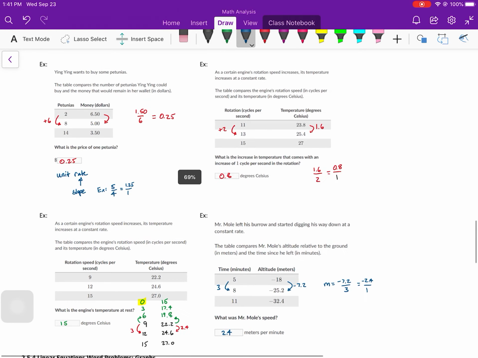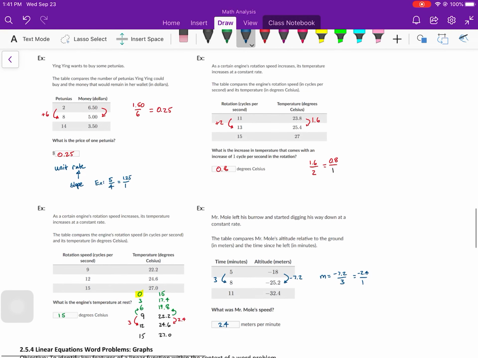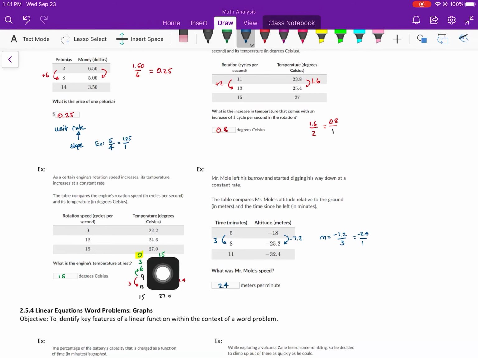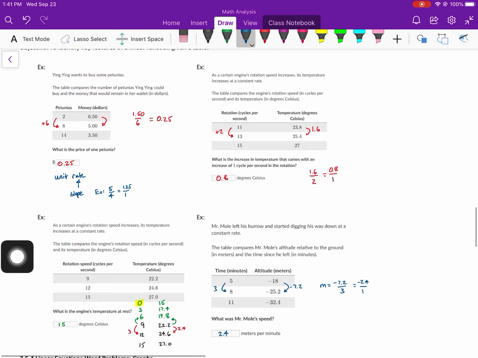And that's the idea of the assignment. Just be careful and read it. There was one in here that asks, like, what's the initial cost? That's also asking for what was that y-intercept, that starting value. So just be careful, read through it.